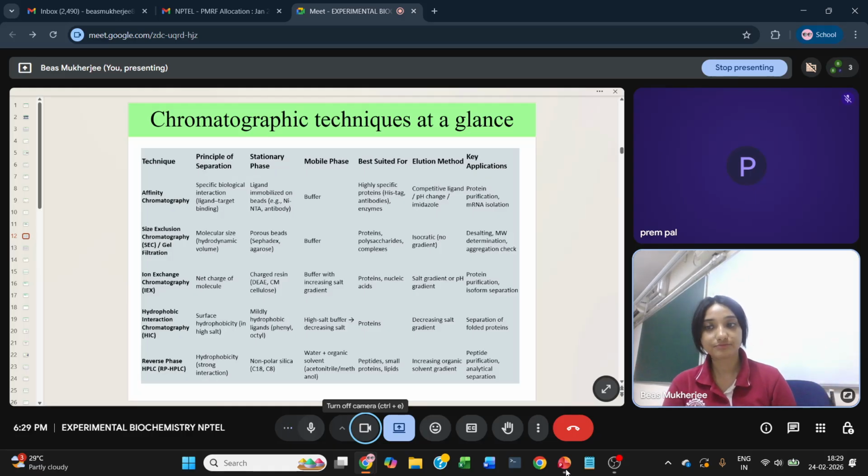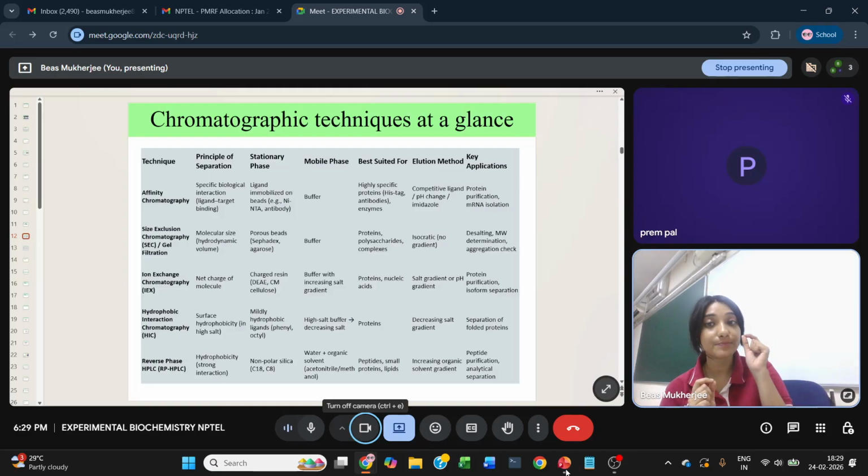Okay, right, then we will start with the MCQs and then we will look at the chromatography techniques in details after this. So we have a table here and then after that we look at them in details, but before that we will solve a few questions. Okay, so what about affinity chromatography?